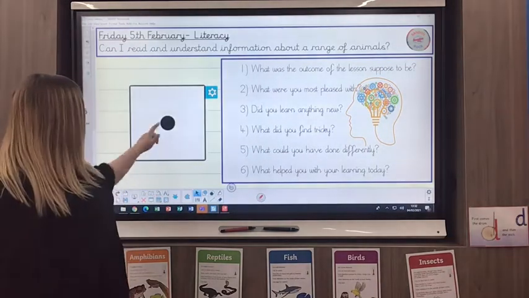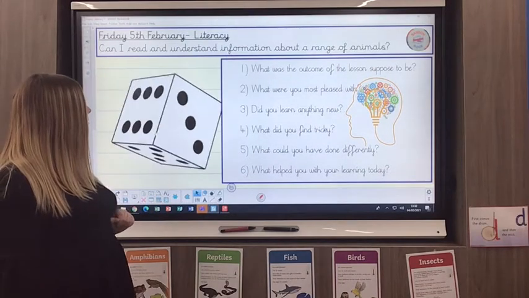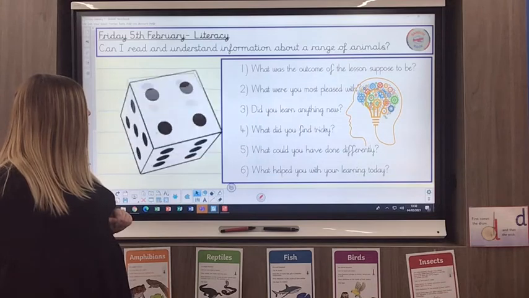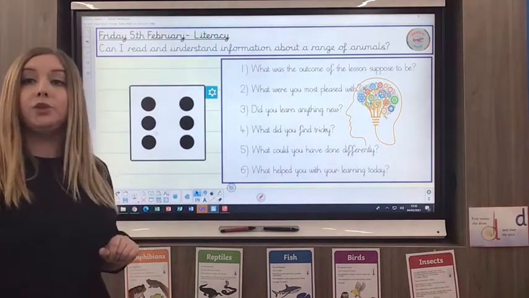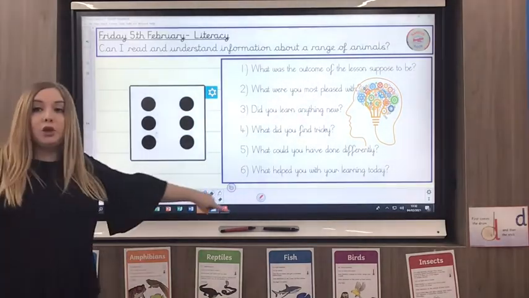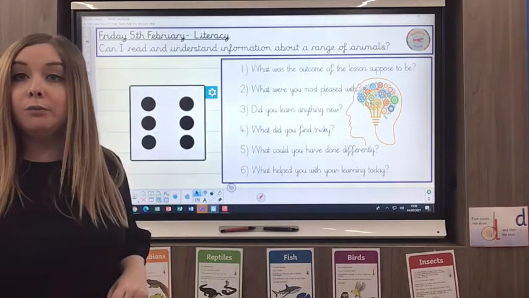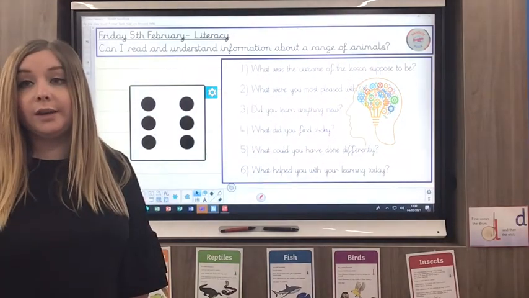And finally then, year four, let's end our learning by having a little think about what we've achieved today. Let's roll our dice. And we landed on a six. What helped you with your learning today? So was it my video? Was it my help sheets at the bottom? Or was it somebody at home with you? Don't forget to take a picture and send it to the year four email address.